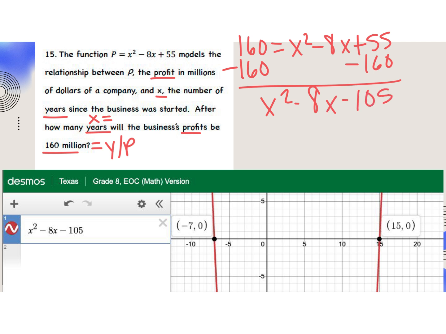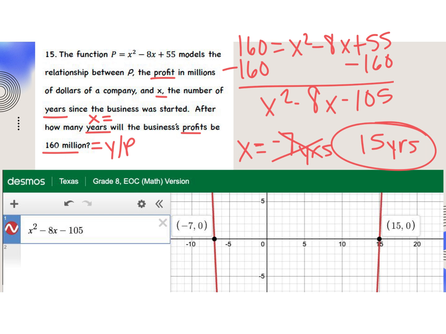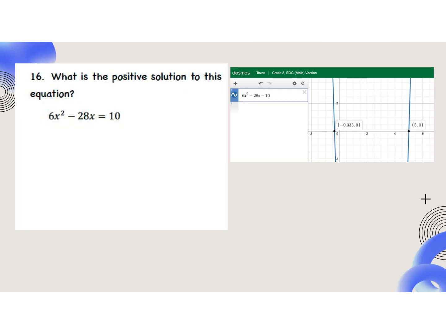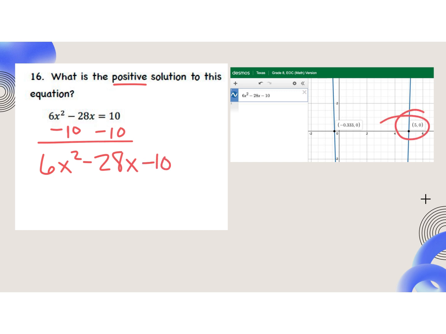I have graphed that. So now I have x is negative 7. Remember, x is years. Negative 7 years and 15 years. Well, you can't go back in time, so it would need to be a positive. Remember, on word problems for real life situations, it's going to be that positive answer. This one is also asking about the positive solution, so we can minus 10, and we can graph it. Positive solution is 5.